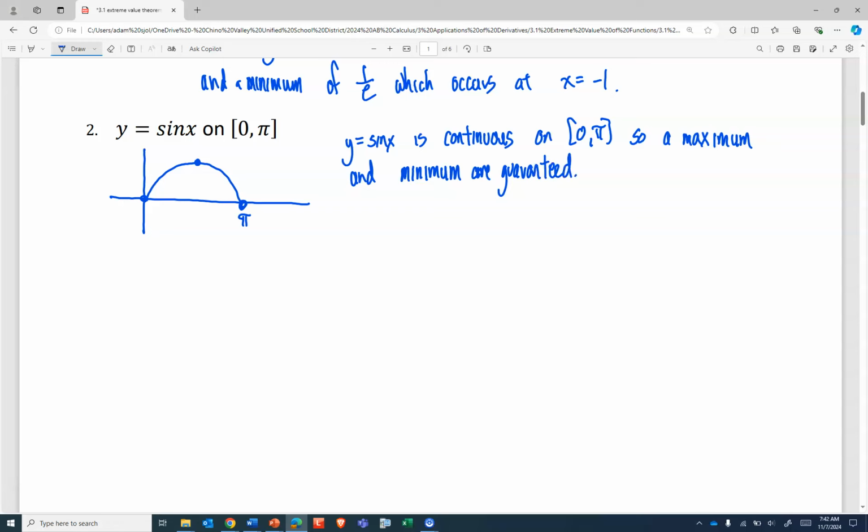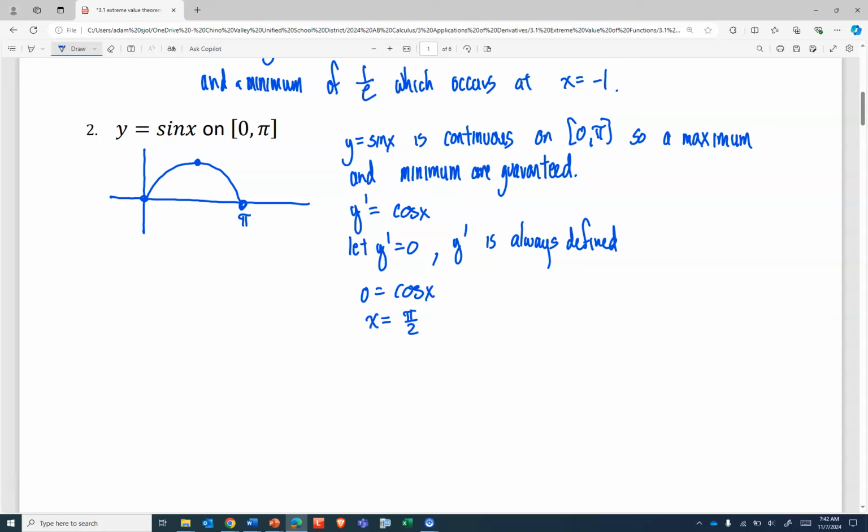Okay, so we need to find some critical values. Y prime is cosine of x. We're going to let y prime equal 0. Y prime is always defined, and 0 equals cosine of x. So we get infinitely many results, but on 0 to pi, where's cosine equal to 0? Just at x equals pi halves. We would also have 3 pi halves, negative pi halves, but we only care about 0 to pi.